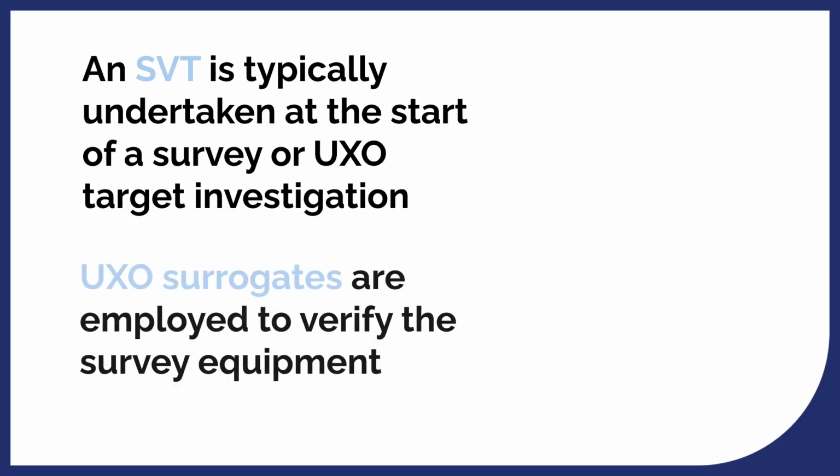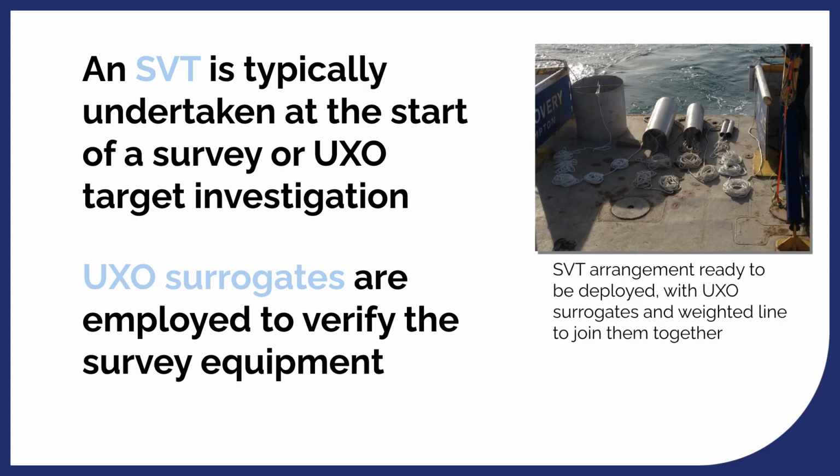Benign UXO surrogates are employed in a magnetically quiet area to verify the survey equipment. They must be carefully designed and manufactured so that they might act as calibrated controls. They therefore need to provide a measurable and consistent acoustic and magnetic response to verify that acoustic and magnetic survey sensors are operating correctly and the positional accuracies are within design parameters.